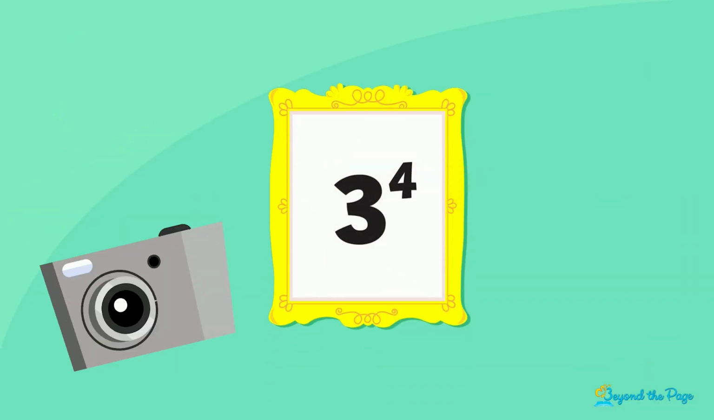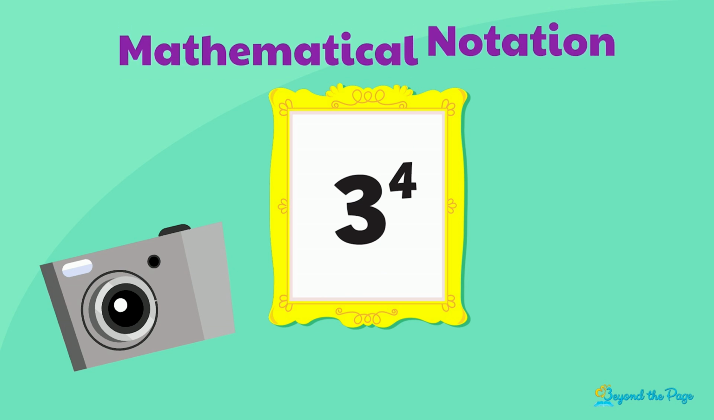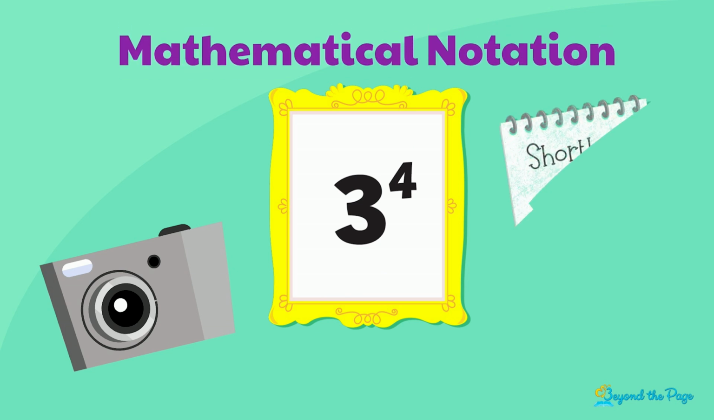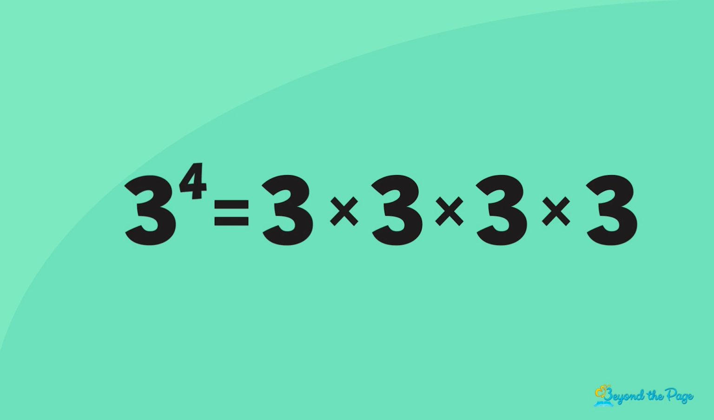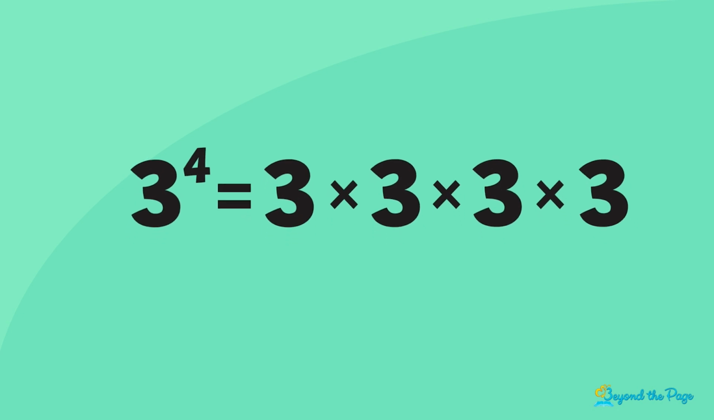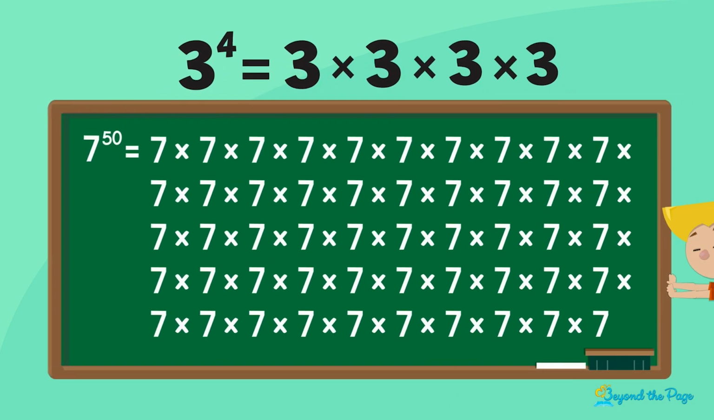An exponential expression is a fine example of what is called a mathematical notation. A notation is a shorthand way of writing something. While the expanded form of 3 to the 4th power, 3 times 3 times 3 times 3, isn't really that long, imagine how long the expanded form of something like 7 to the 50th power would be. Being able to write an expression in a more concise notation can really be useful.